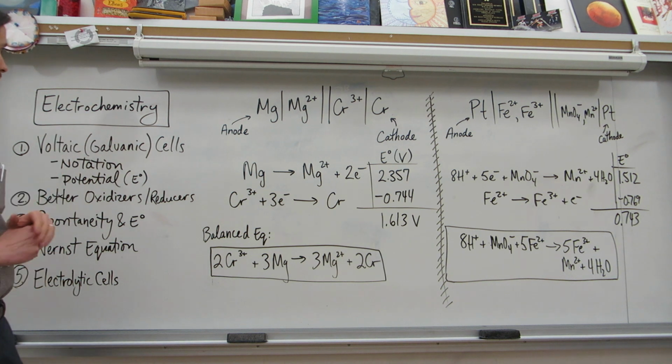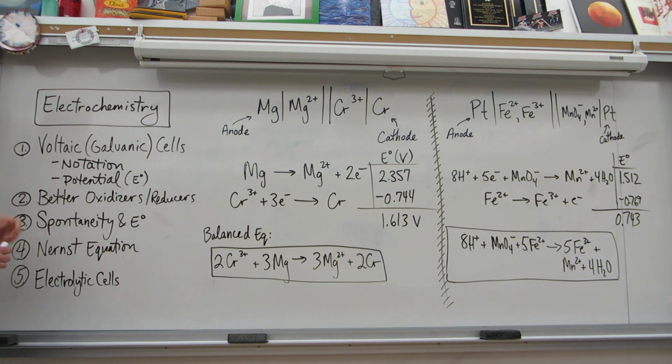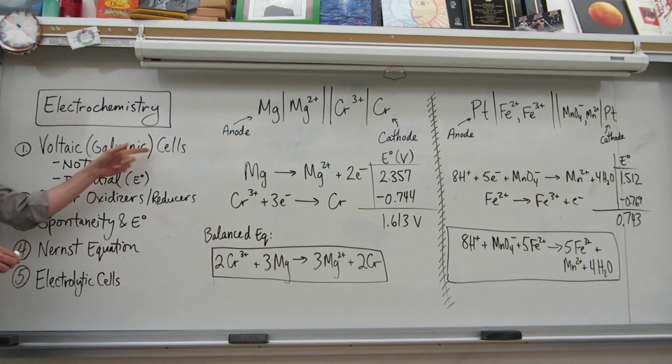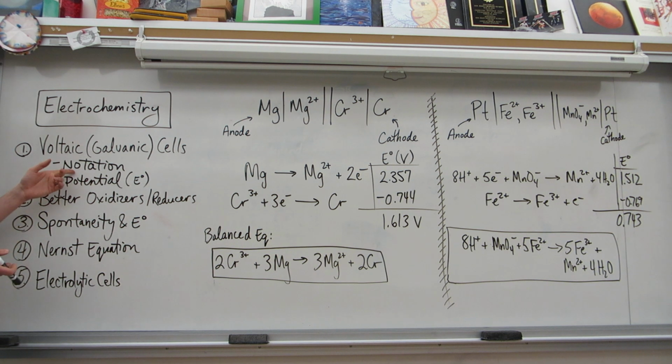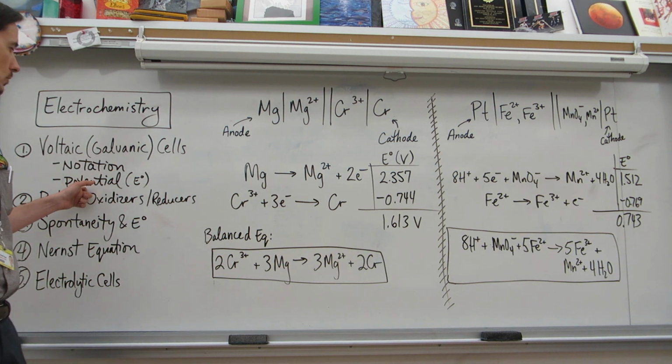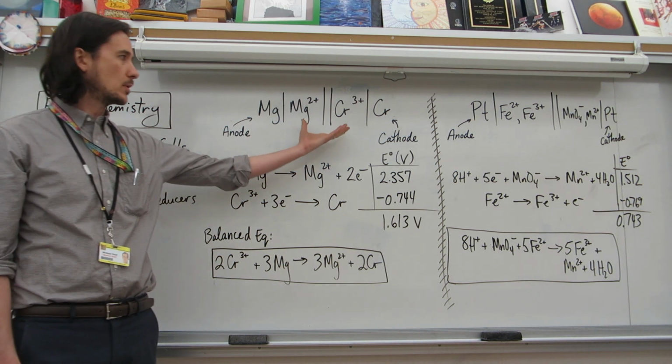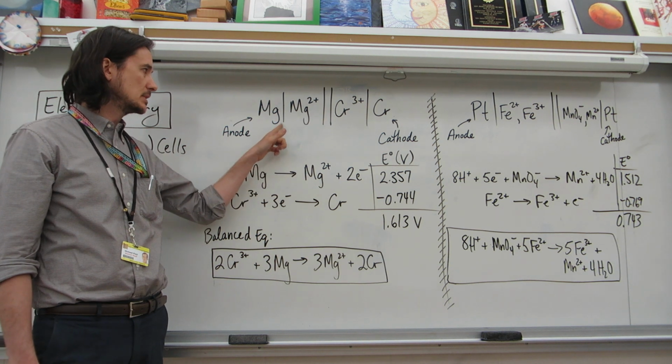So we're looking at a few things with electrochemistry. First is voltaic or galvanic cells, two names for the same thing, and the notation, the way we write those, and finding the potential for a voltaic cell. So this is one voltaic cell.